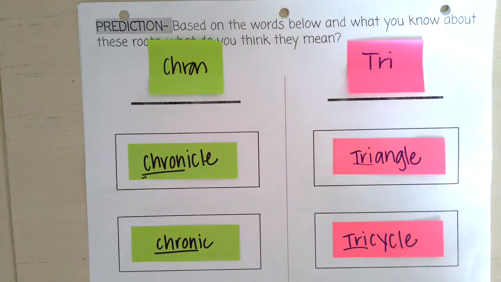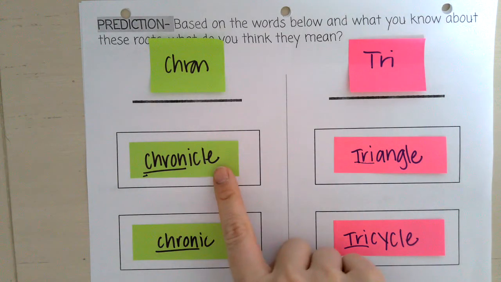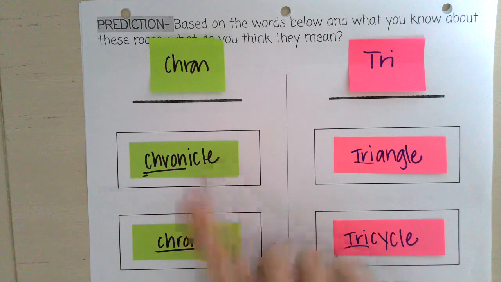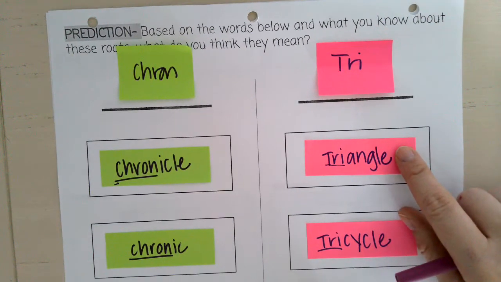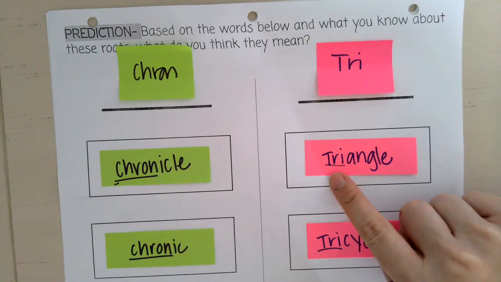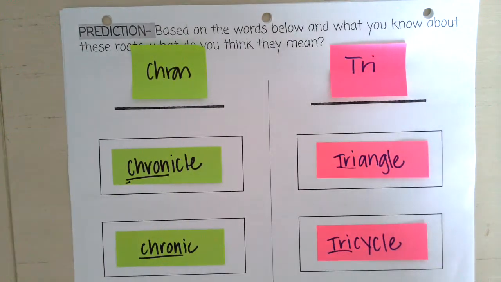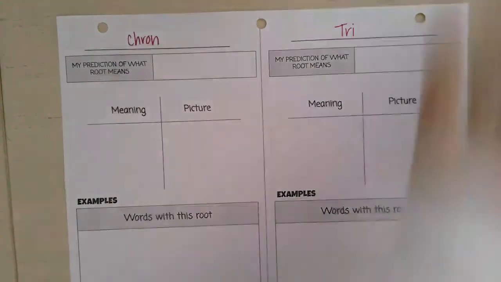Cool. Okay. So for Chron, the two words I have for you guys are chronicle and chronic. So think about what you know about those. What does chronicle mean? What does chronic mean? And then for try, I have triangle and tricycle. So what does that root try mean? Go ahead and think about that for a minute. I'll give you guys a minute. You're going to jot down your predictions in the box.